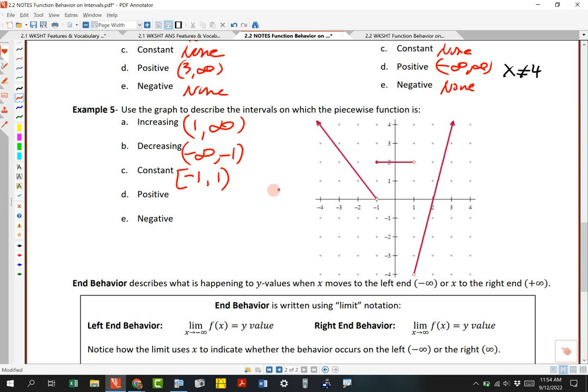Positive, that's going to be everywhere it's above. So we're going to have a whole bunch of stuff. We're going to have from negative infinity, check this out, all the way to 1, not including that. Why do I not have to worry about -1?